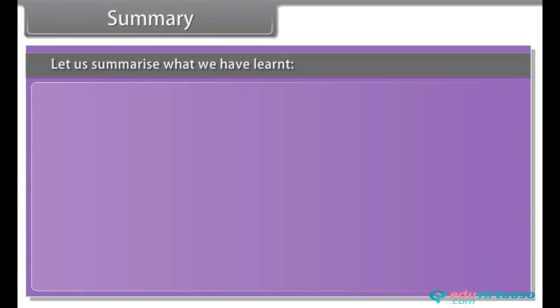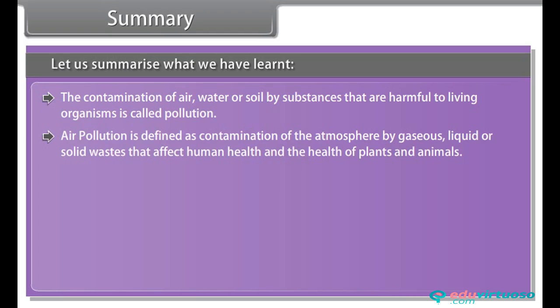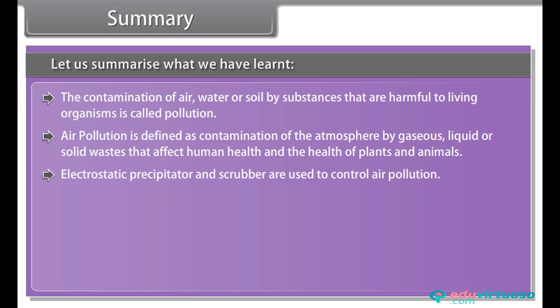Summary. Let us summarize what we have learned. The contamination of air, water or soil by substances that are harmful to living organisms is called pollution. Air pollution is defined as contamination of the atmosphere by gases, liquid or solid wastes that affect human health and the health of plants and animals. Electrostatic precipitator and scrubber are used to control air pollution.